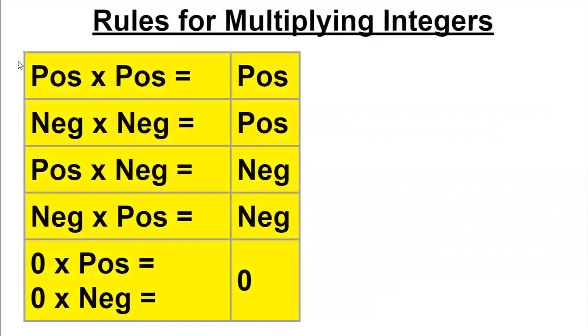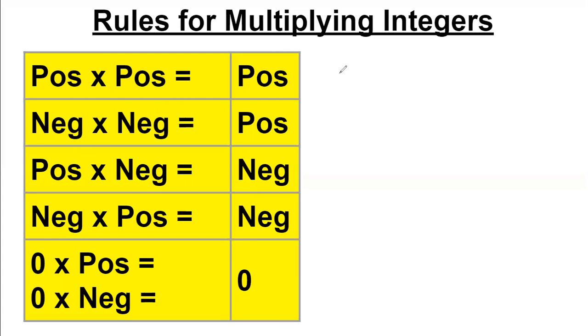Okay, welcome back. Let's continue our lesson. There are certain rules for multiplying integers. Here are the rules. A positive times a positive is going to equal a positive. A negative times a negative is also going to equal a positive. A positive times a negative is equaling a negative, as well as a negative times a positive equaling a negative. 0 times a positive or a negative is always going to be 0.